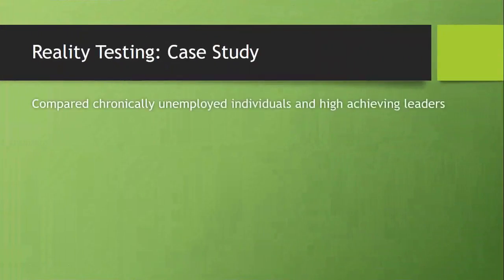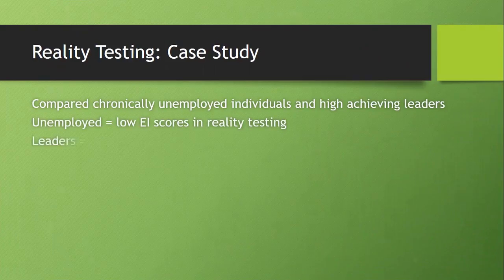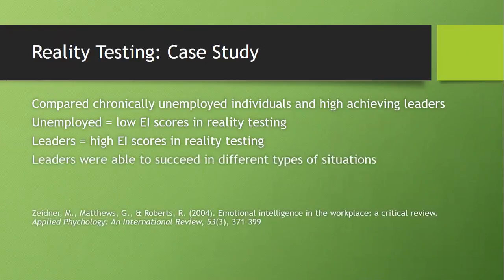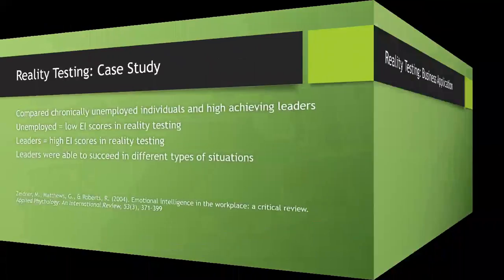So there was a case study that compared chronically unemployed individuals and high-achieving leaders. The unemployed individuals scored very low on EI in reality testing, while the leaders had the opposite, high EI scores in reality testing. So the leaders were able to succeed in different types of situations that were presented to them, and they could adjust to them with a good perspective of what reality really was.